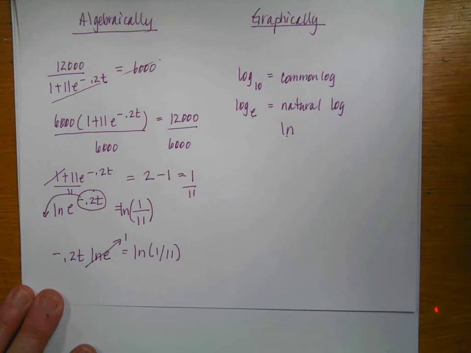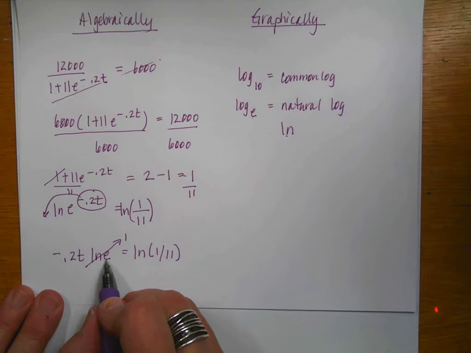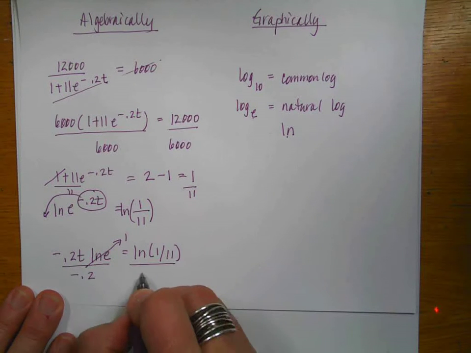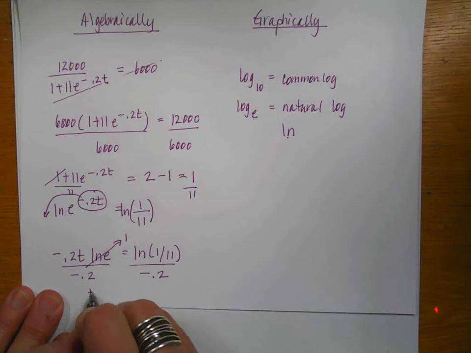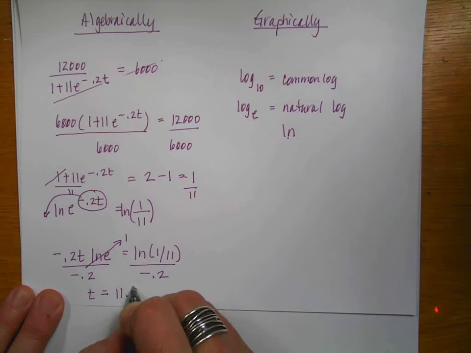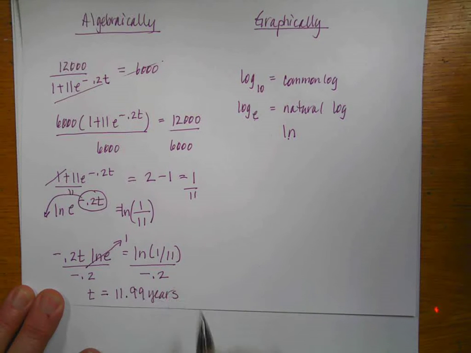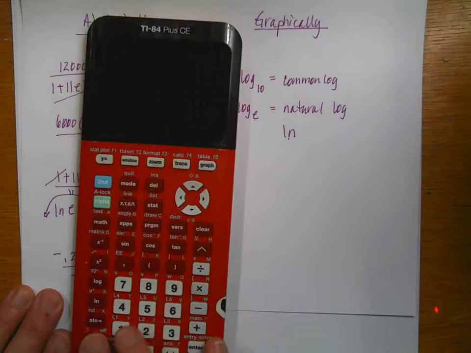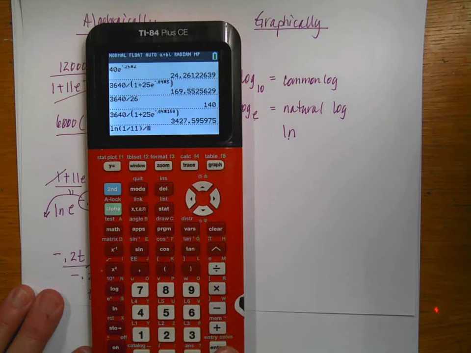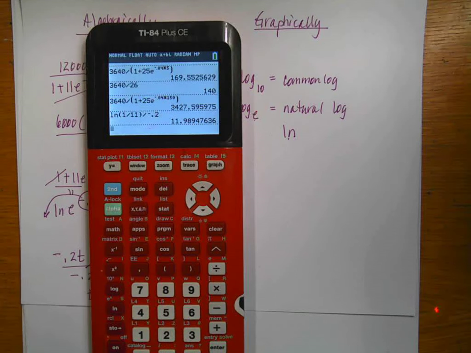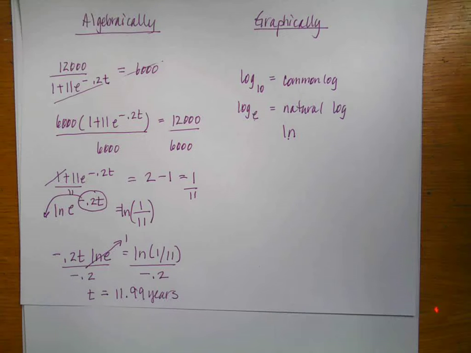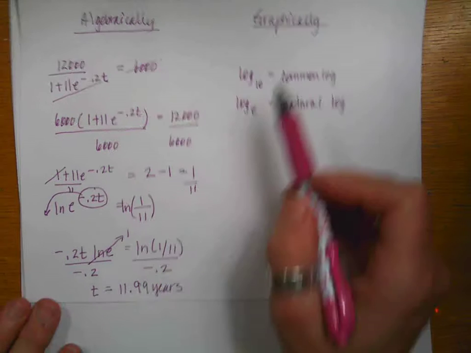And we're not going to push buttons on our calculator yet. The natural log of e is 1. You can just take my word for that, or you can push buttons on your calculator if you don't believe me. So I'm going to divide both sides by negative 0.2, and I get time is equal to 11.99 years. Let me show you that in my calculator. I'm going to do the natural log of 1 divided by 11, divided by negative 0.2, and there's my 11.99 years. So that's a lot of algebra.